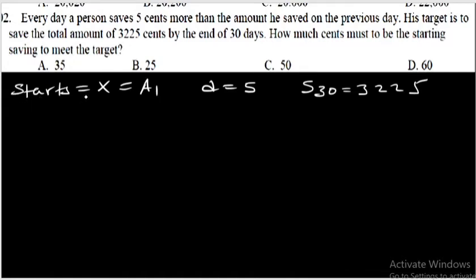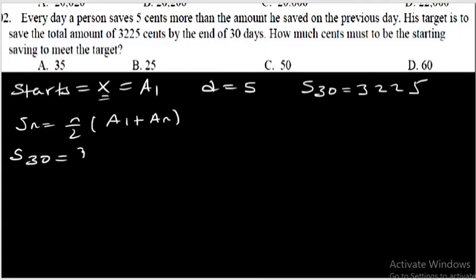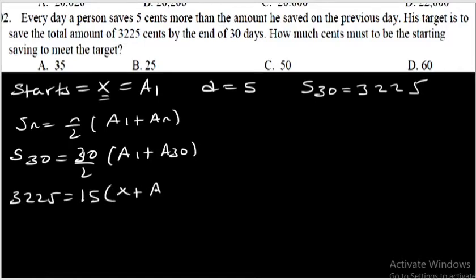He starts by some amount of money, we don't know, let's say X. That money must be A1. Since it is arithmetic, how do I know? Because every day he's saving 5 cents more than the previous, the common difference is 5. So what does sum of 30 mean? First of all, the sum of n is equal to n over 2 in bracket A1 plus An, that is the formula. So sum of 30 is equal to 30 over 2 in bracket A1 plus A30. We know it is 3225, equal to 15 times, A1 is X, plus A30.